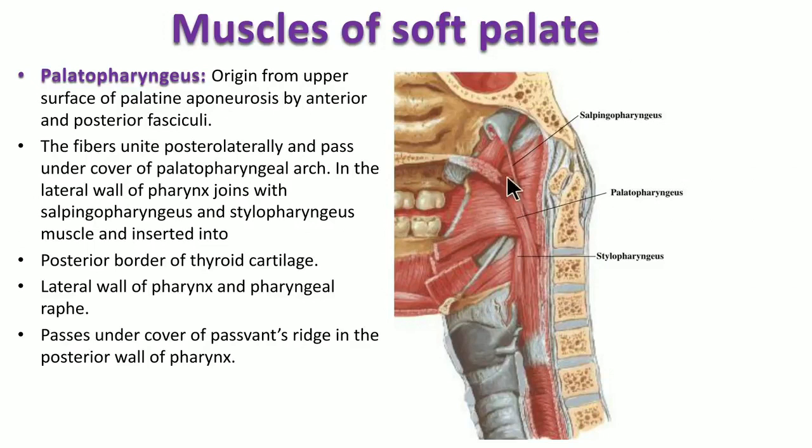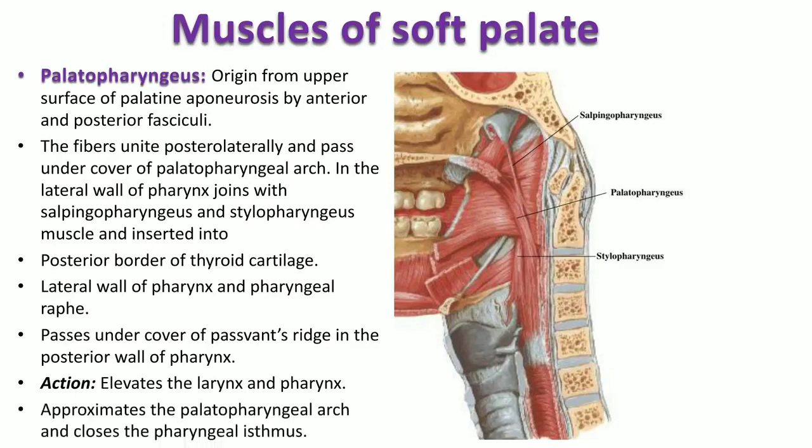So it is responsible for closing the nasopharyngeal isthmus. Some fibers pass backwards and form a sling-like structure with the fibers of the opposite side. This will pull the fold of the pharynx forwards when the palate is also elevated. That is actually called the Passavant's ridge. I will come to that in the next slide. So that is about the palatopharyngeus muscle.